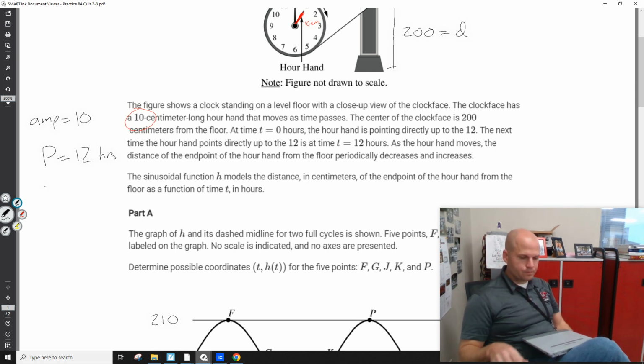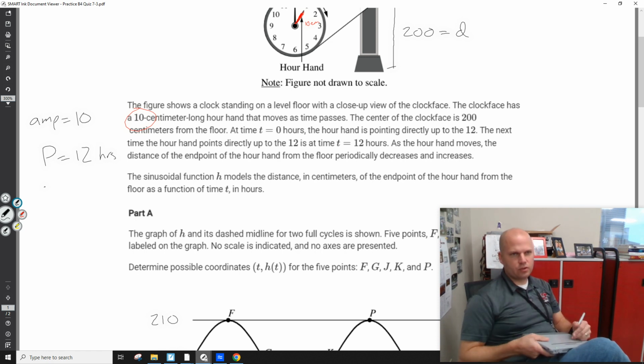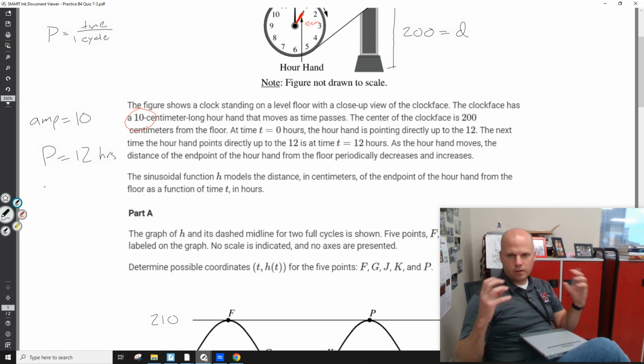If there were some amounts of cycles over amounts of time, period is the amount of time for 1 cycle. So just remember that for your quiz because you have a couple things. I think we do it on the next one. The period is the time it takes to complete 1 cycle. So divide, simplified, so it's a unit rate.